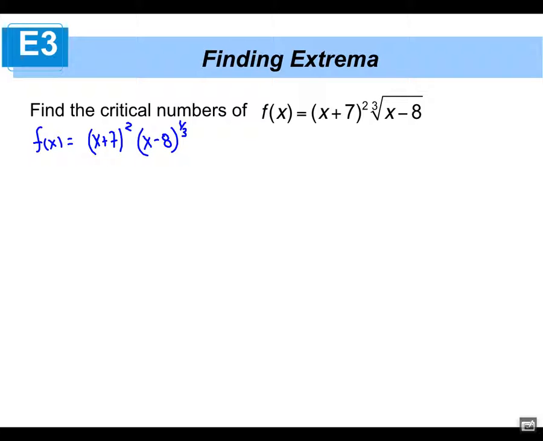Anybody know what time the period's over? 40? Oh, okay, we're doing all right. This is the last thing we're doing. Should be done.